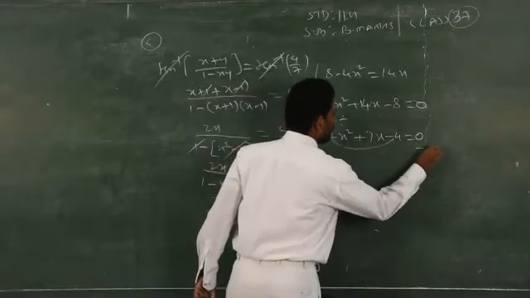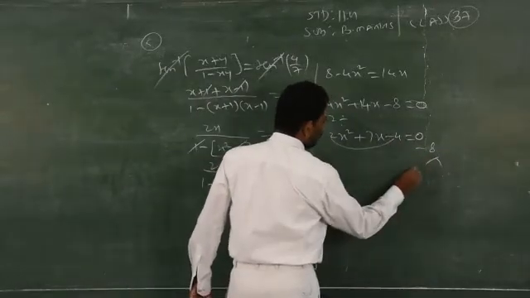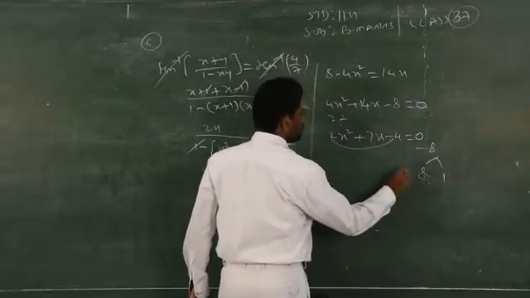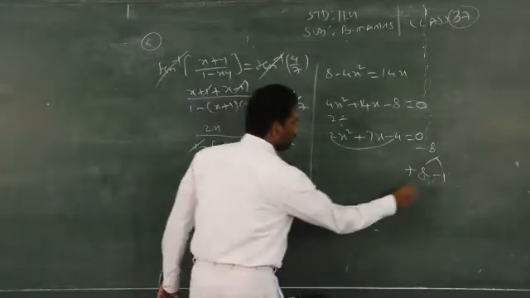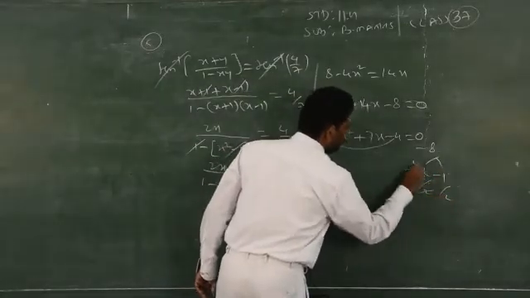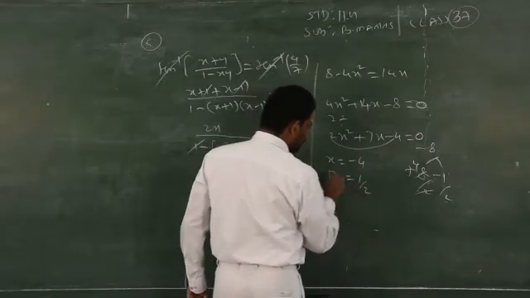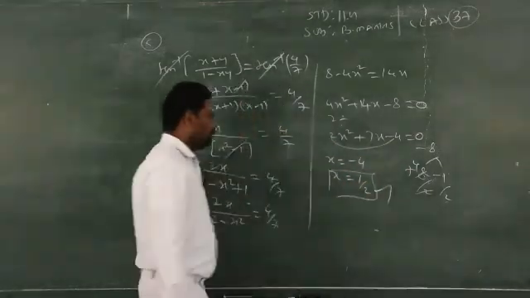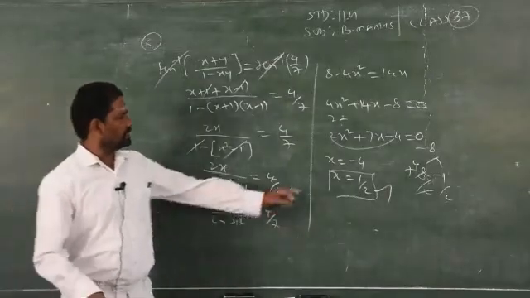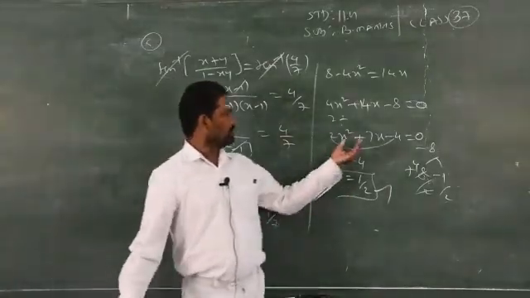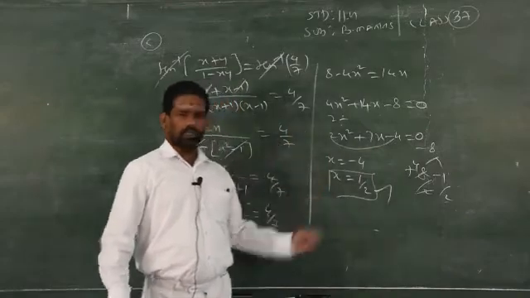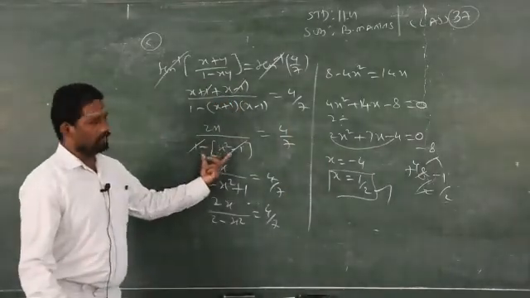So factorize: minus 8, 8 1 is 8, so plus 8 minus 1, divided by 2. So you will get 4. So you will get x is equal to minus 4, x is equal to 1 by 2. You have to take only the positive value. So the answer is x is equal to 1 by 2. So just factorize and get the answers. So be careful in this stage.